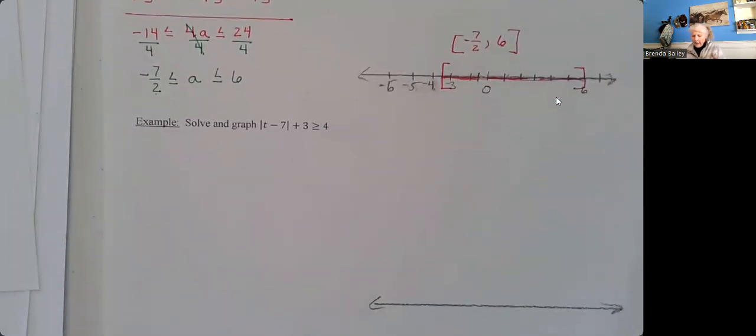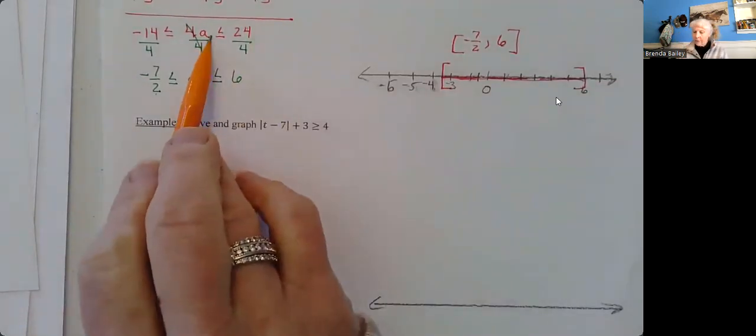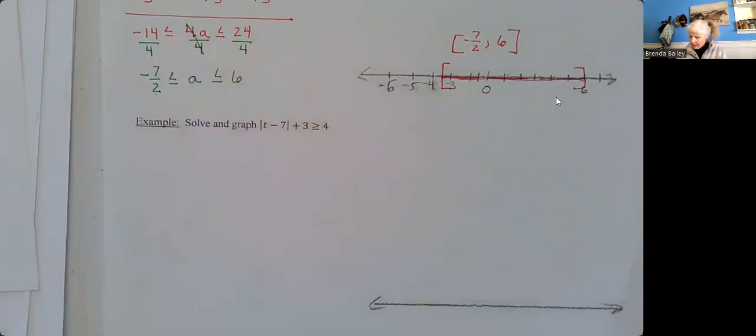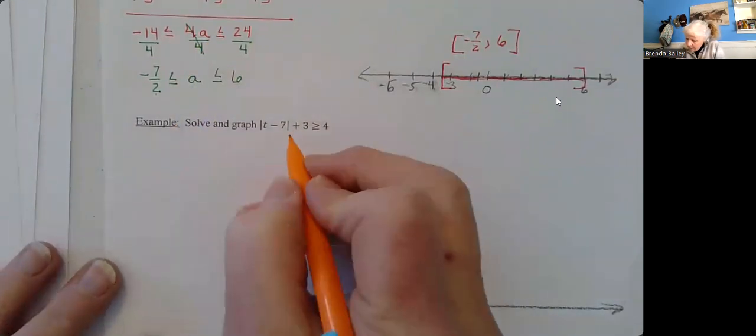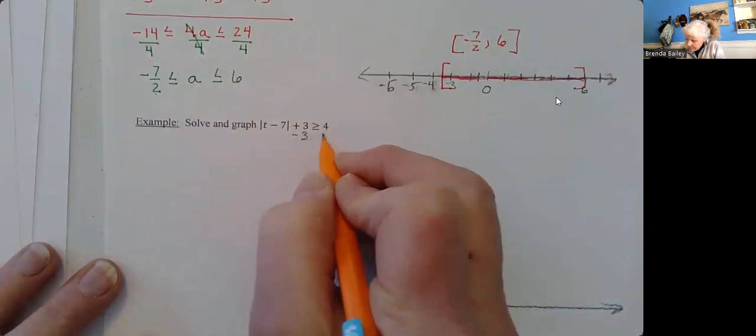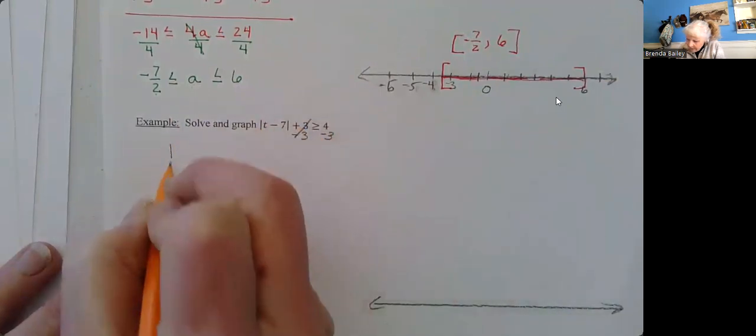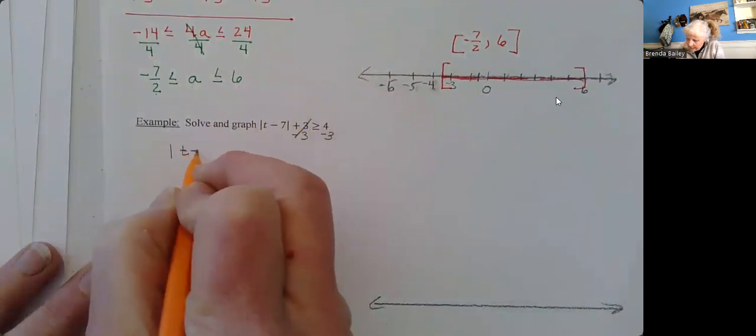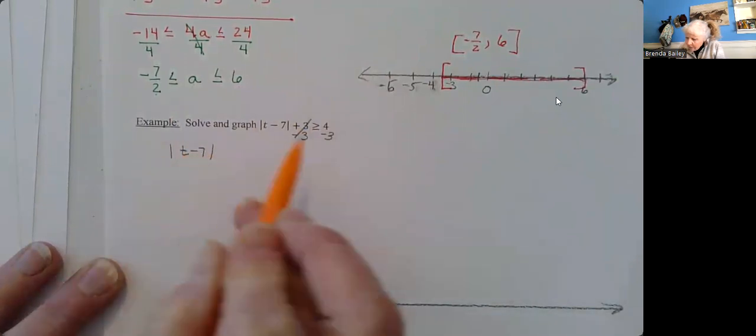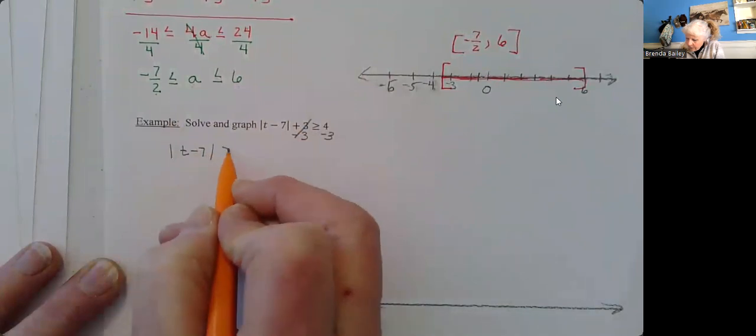Let's go ahead, and we need to get the absolute value by itself before we even determine if we can do this method or if we have to write the 2 equations. Let's go ahead and do that. We'll subtract 3. So that gives us the absolute value of t minus 7 greater than or equal to 1.